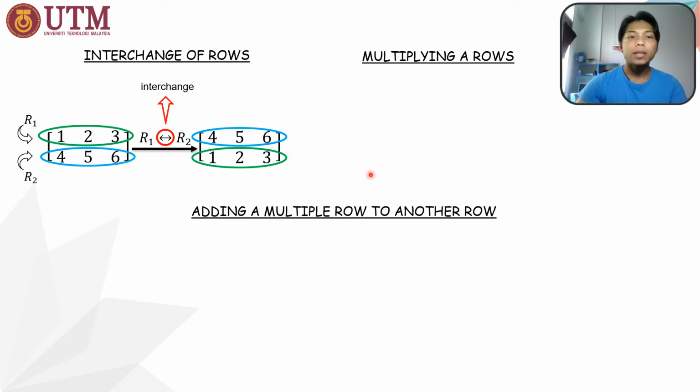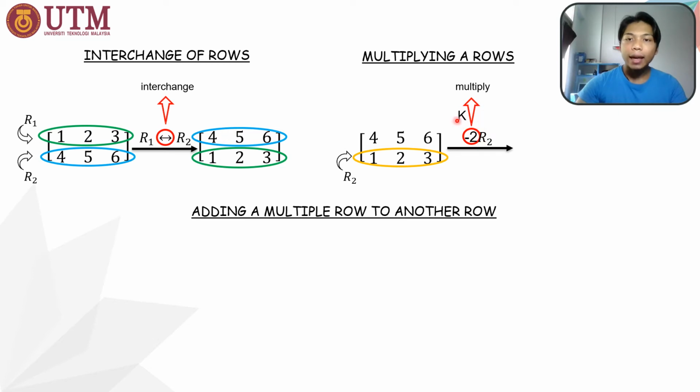Let's move on to the second operation, which is multiplying a row. I continue with the entries 4, 5, 6, 1, 2, 3. First, we need to choose the row that we want to multiply. I choose row 2, the entries 1, 2, 3, and I will multiply it by negative 2. This negative 2 we call k.